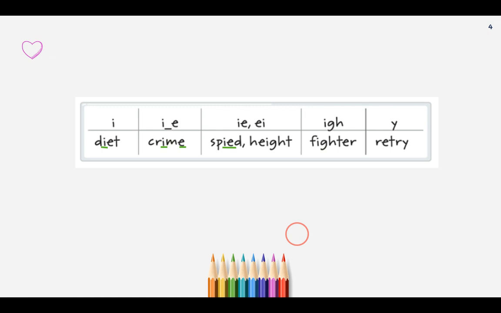The IE in spied and the EI in height are vowel teams that make the long I sound. The IGH in fighter is a common spelling pattern for the long I. The Y in retry is acting as a vowel here and gives us the long I sound.